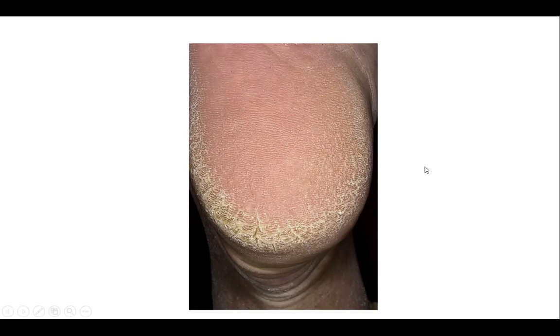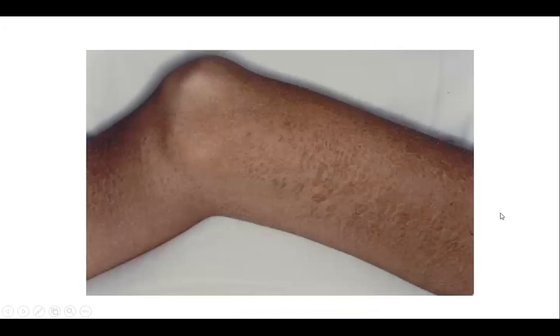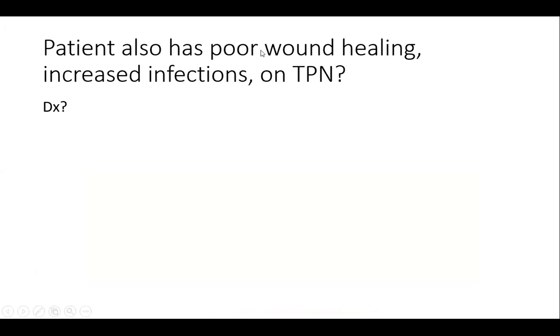Too much of, so basically, this is too much of everything. So a person who consumes too much of everything is going to gain weight and get this condition, what we call keratoderma climactericum, which is an acquired keratoderma occurring in people who are usually older, usually females, and almost always in those of a high weight. You can have leathery skin here, and a clinical hint is that this patient has poor wound healing, increased infections, and is on TPN.